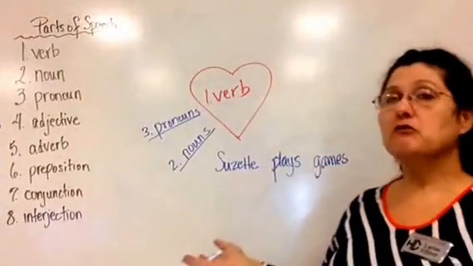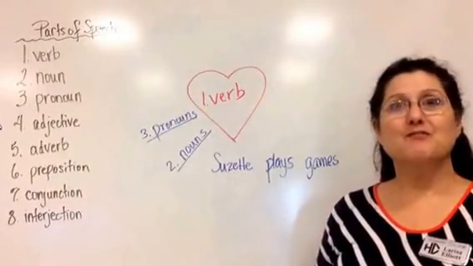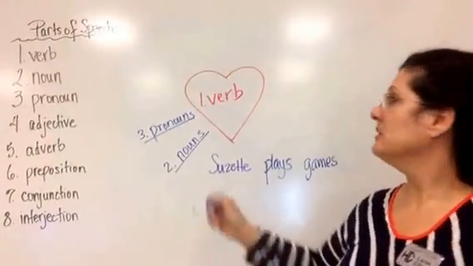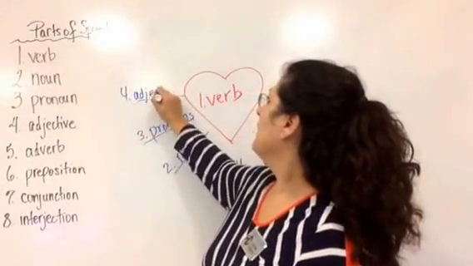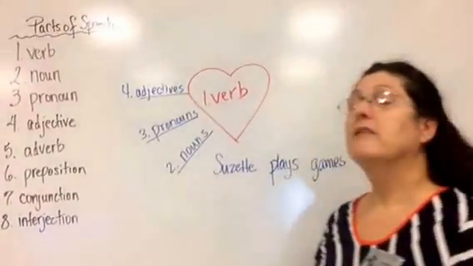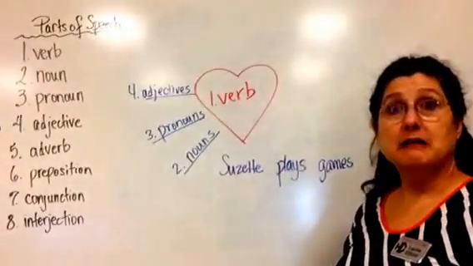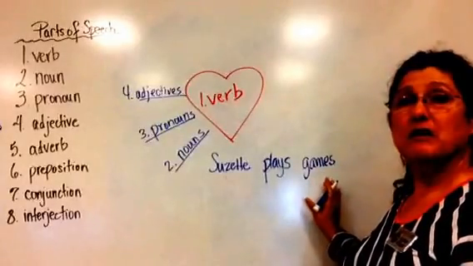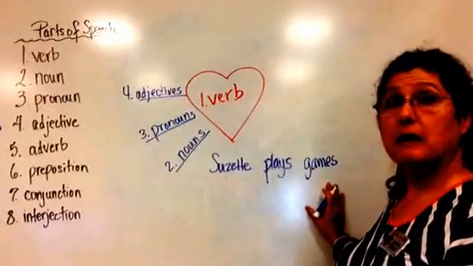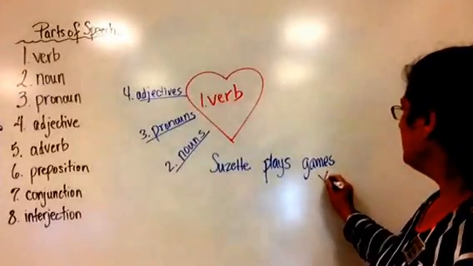And then we can introduce the rest of the parts of speech as making the sentence more interesting for students. Okay, we can introduce adjectives and talk about what adjectives look like and what they do. They give us more information about the words in the sentence, okay? So let's say that we're going to use an adjective to describe games. What kind of games does Suzette play? Well, let's say she plays video games.